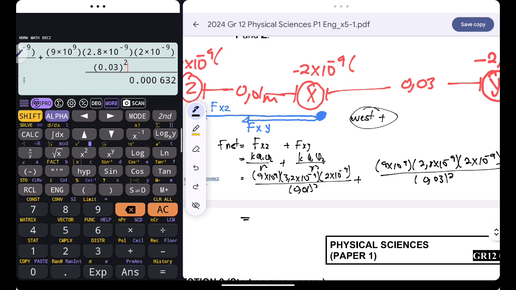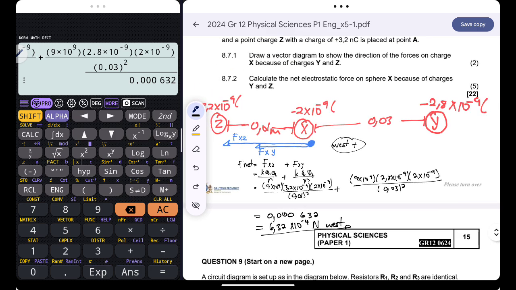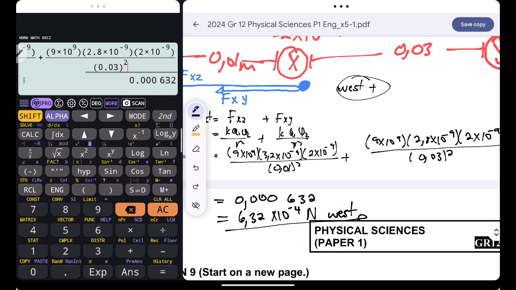So our answer, guys, is just 0.000632. This can be written in scientific notation as 6.32 times 10 to the power of negative 4 newtons towards the west. Remember that, guys, force is a vector quantity, right? So you must give both magnitude and direction.